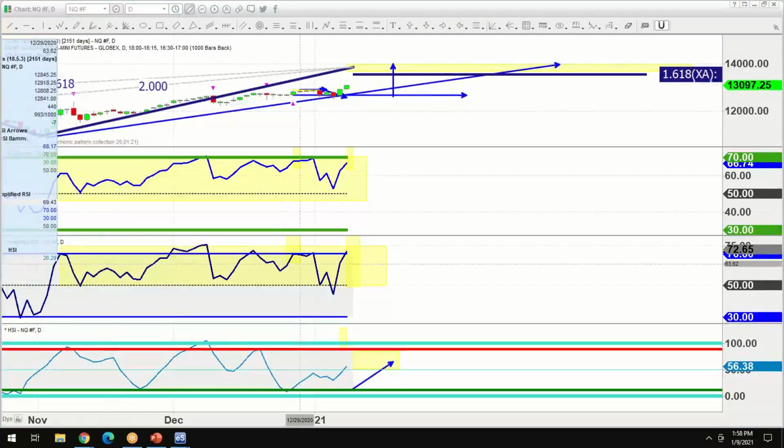When can we expect a scanner in TradingView? I'm asking TradingView. We'll see. I'll keep you posted.